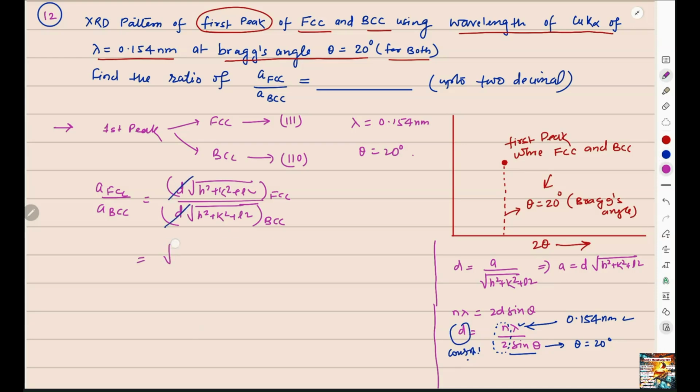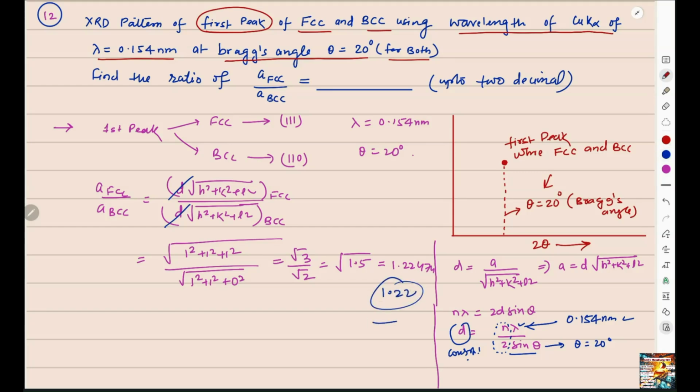Finally we can write root over of, for FCC, 1 square plus 1 square plus 1 square, and for BCC, 1 square plus 1 square plus 0 square, that is root 3 upon root 2. Now this would be the value of root under 1.5, that is 3 by 2, and we can write this as 1.22474. So up to 2 decimal we can write this as 1.22. So for this case 1.22 is the correct answer.